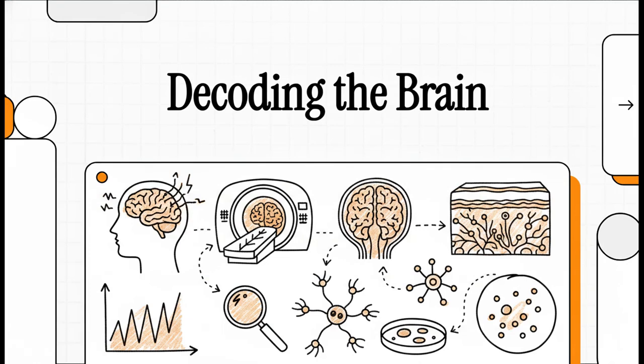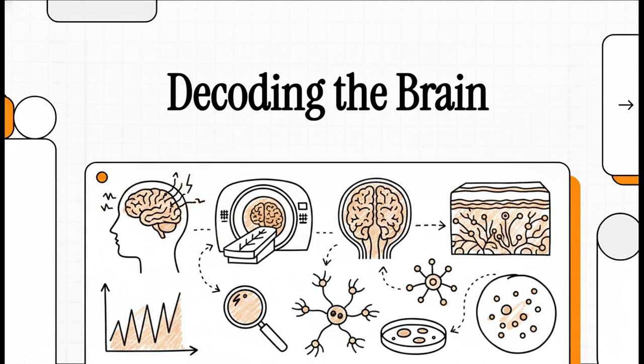Welcome to The Explainer. Today we're cracking open the ultimate black box, the human brain. We already know it's a 3-pound marvel sitting right inside our skulls, but how exactly do we know what we know about it? Well, our goal today is to dig into the brilliant, incredibly precise, and honestly sometimes mind-bending methods researchers use to decode the mind.